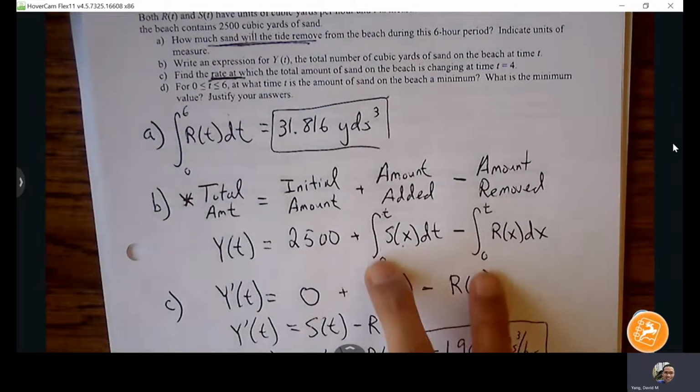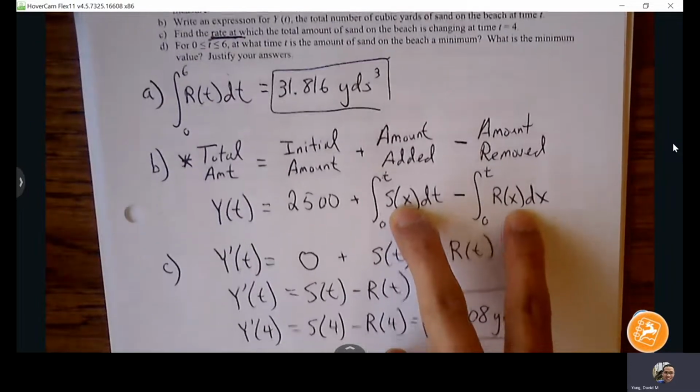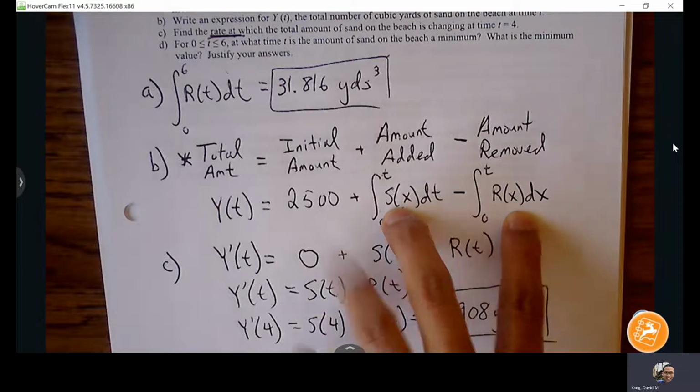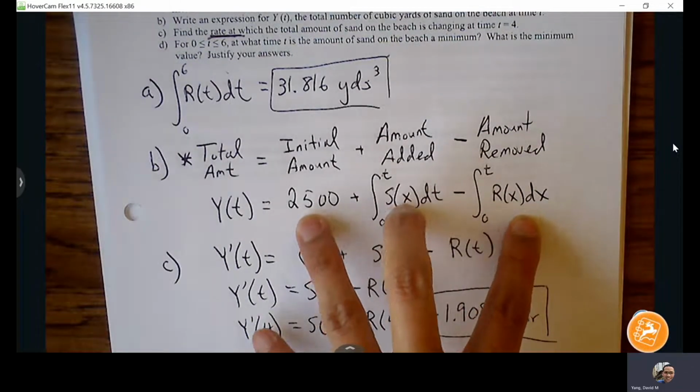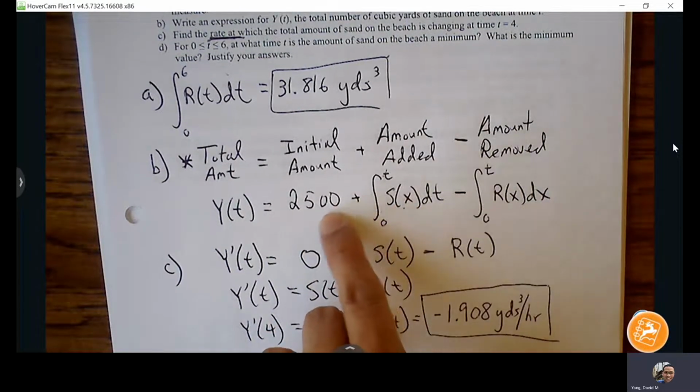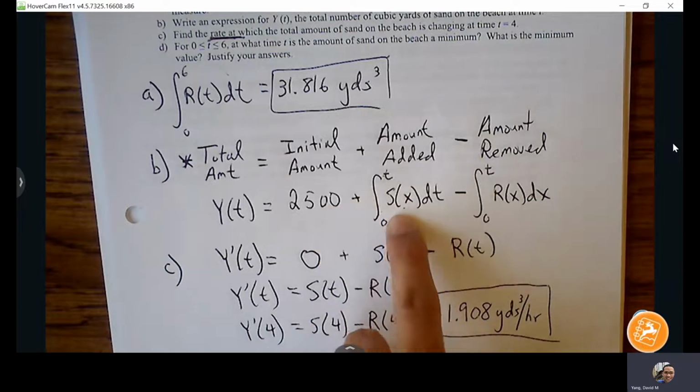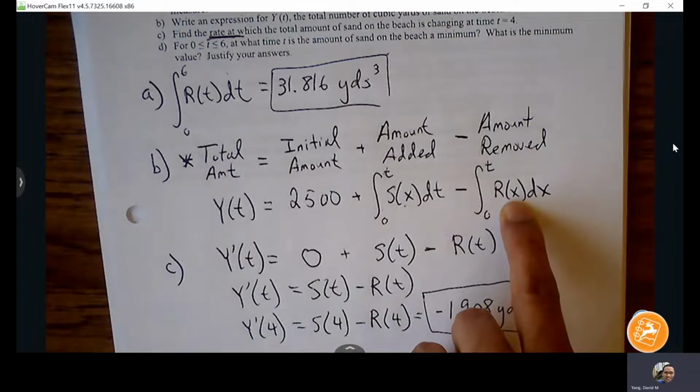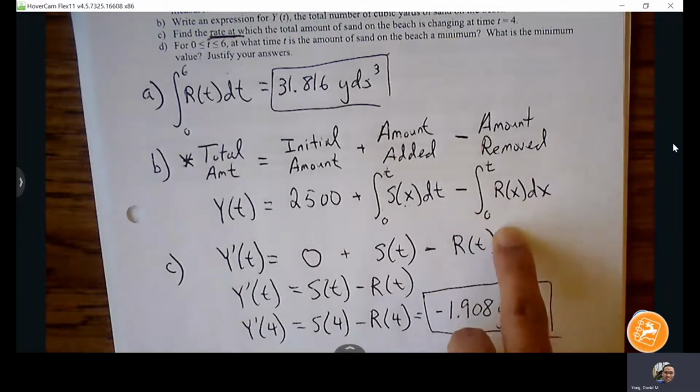Okay. So the integral just indicates that we are transforming each of these to have matching units, right? This 2500 is cubic yards. Integral of S of x will turn into cubic yards. Integral of R of x initially was cubic yards per hour, and we're able to get that to be cubic yards.